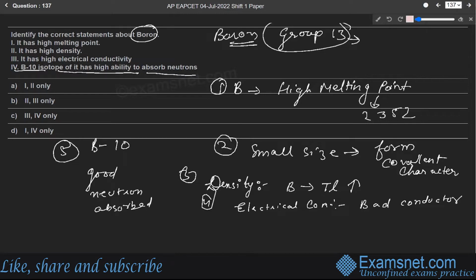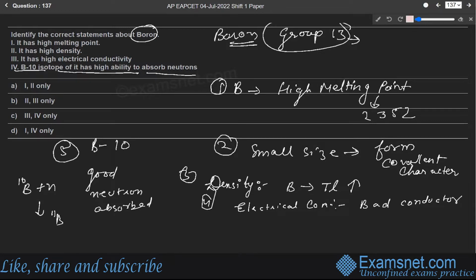Neutron absorber: consider the boron-11 isotope, right? It has a low cross section of neutron absorption. In comparison, B10 is a good absorber. Remember the reaction also: B10 plus one neutron would give you boron-11.